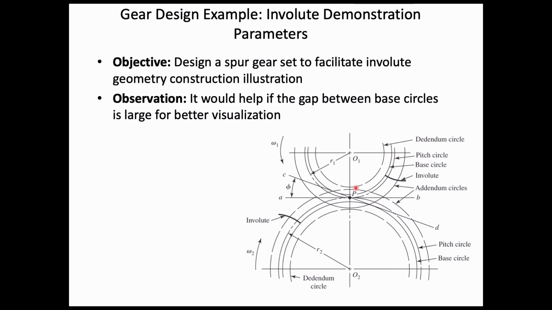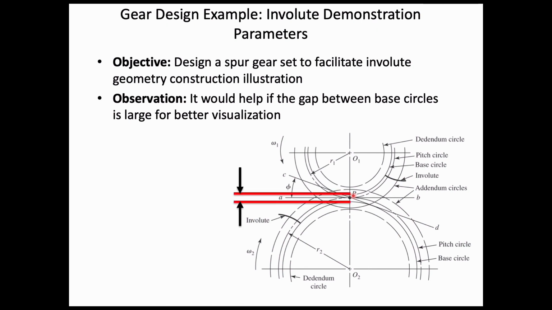One observation I made was that it might be really nice if there's a big gap between the base circles, so it's good for visualization. If we only had a tiny gap between base circles, imagine, for example, a gear set that had some really tiny teeth on them, it would be really hard to follow how we are tracing out these involute shapes. And so I wanted to have a large gap between base circles.